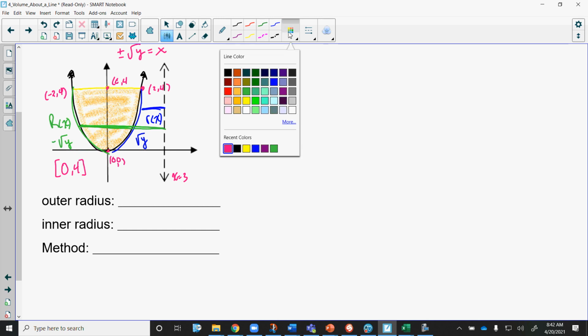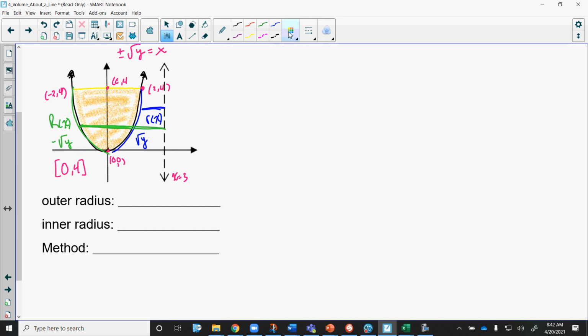3 in this case, and we will subtract the outer radius of negative square root of y, which would just be 3 plus the square root of y. And for the inner radius, we're going to say 3 minus the square root of y. And again, all of these are going to be the washer method.